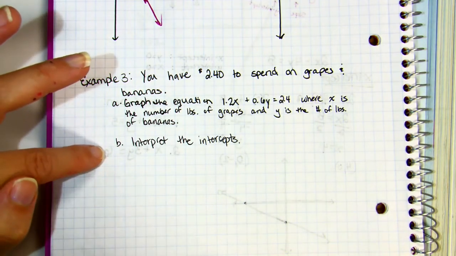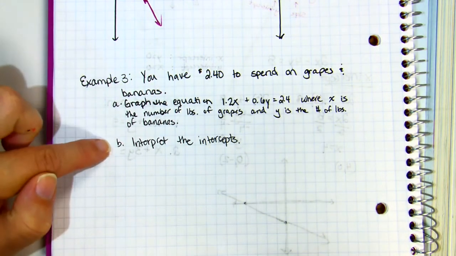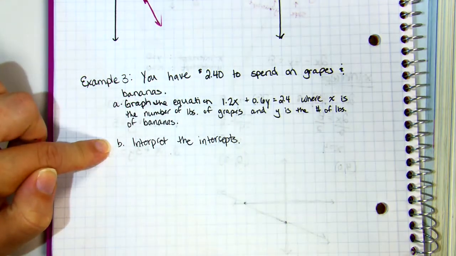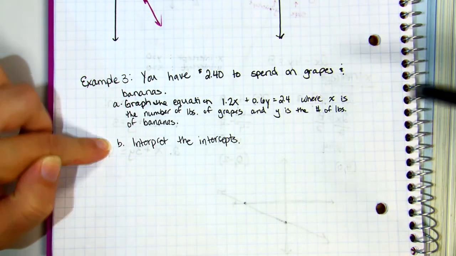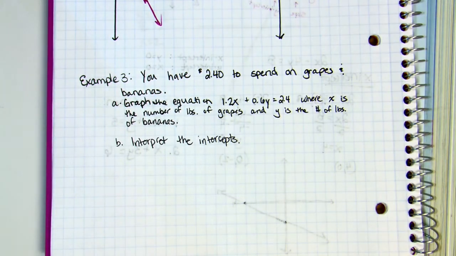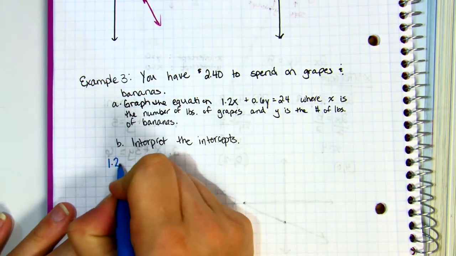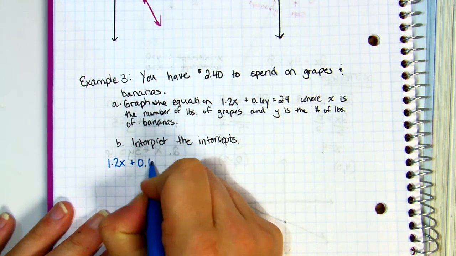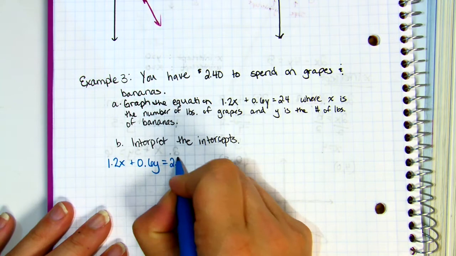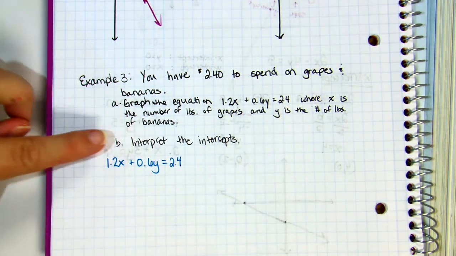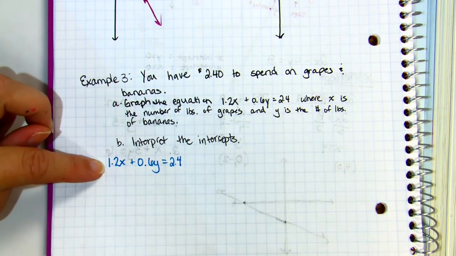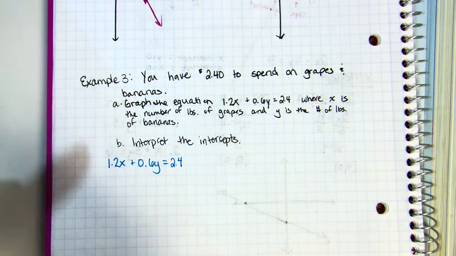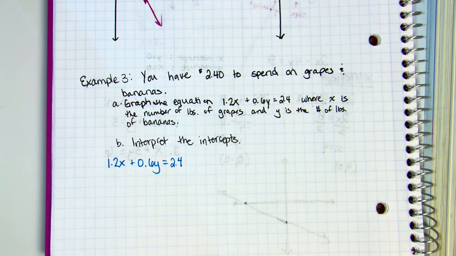And then for part B, it says interpret the intercepts. This is going to come up for the rest of the year where it says interpret the intercepts. What that means is put the intercepts in context of this problem. So the first thing we have to do is graph this 1.2x plus 0.6y equals 2.4. Because I'm going to have to do something with the intercepts anyway, I'm going to solve this by finding the intercepts. So let's start off by finding the x-intercept.